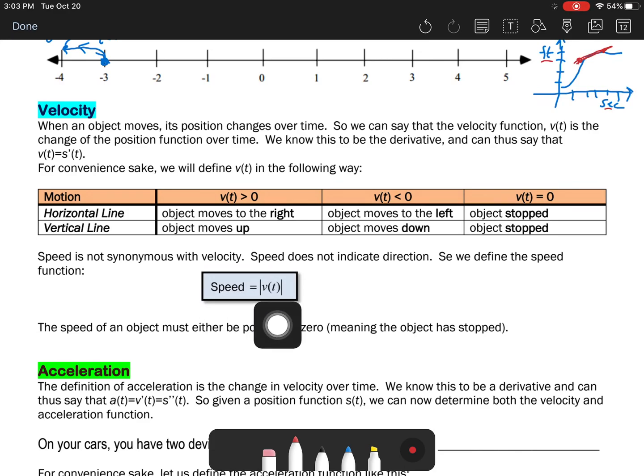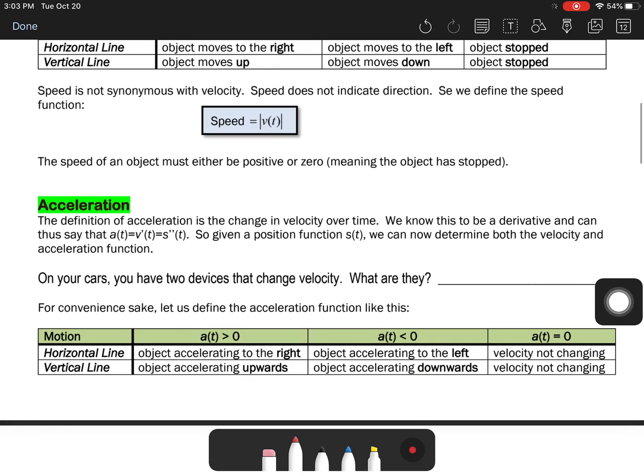Okay, so speed. Speed is just the absolute value of velocity. So regardless of which direction it's moving, we just want to know how fast it's going, whether it's to the left or to the right, or if it's up or down. Speed is the absolute value, so we don't include a sign for speed. All right, so the speed of an object must be either positive or 0, meaning that it stops. We don't have any negatives for that.